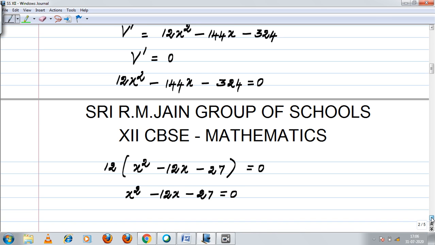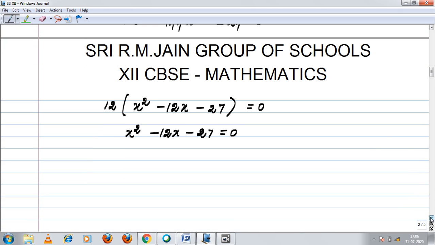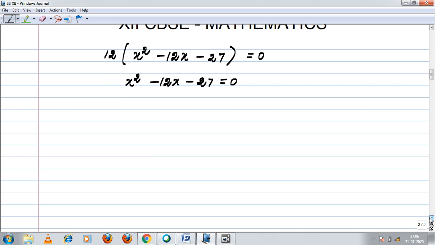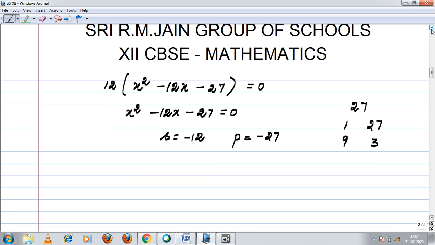Now you see, sum equals minus 12, product equals minus 27. Write all the possibilities of 27: 1, 27, 9, 3. Right, 1, 27, 9, 3. Sorry, here it becomes plus, no? Sorry children.